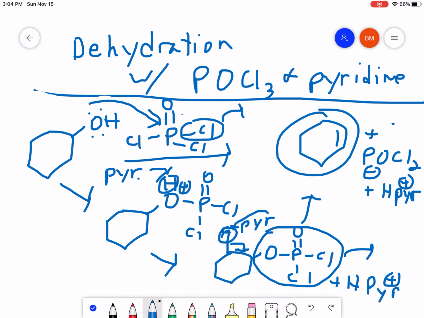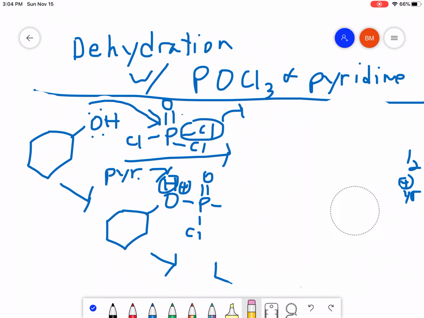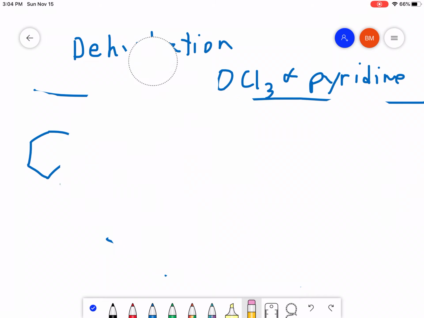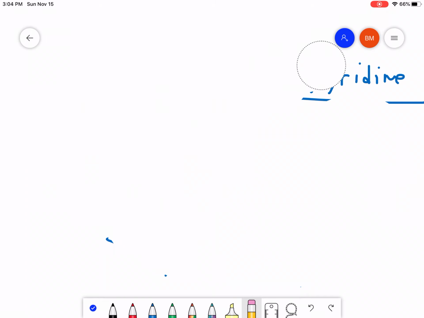Okay? So this one's E2, works a lot differently than what we saw previously with the strong acids, but it's still a very, very viable method of making your alkene. All right. That is it for dehydrations.